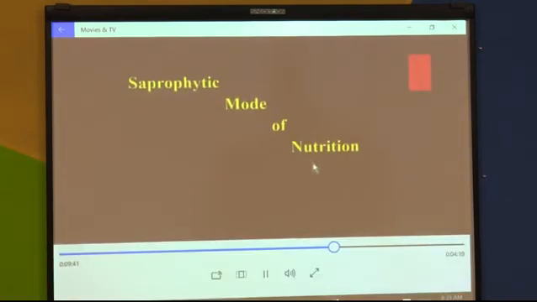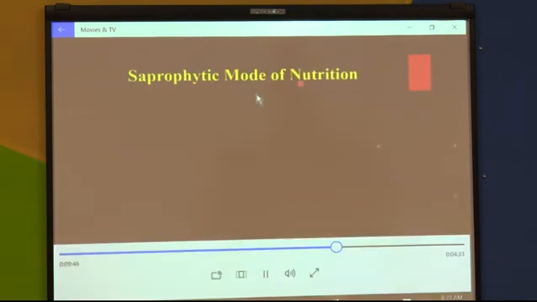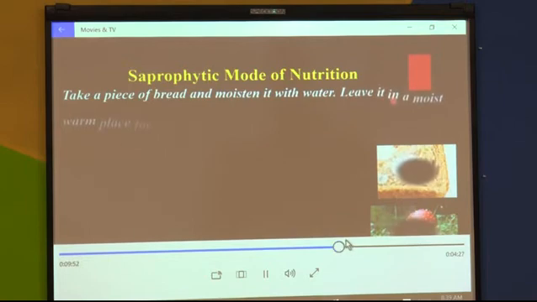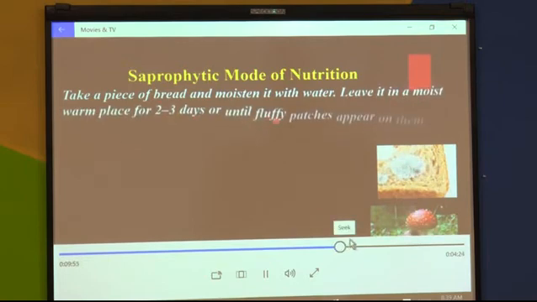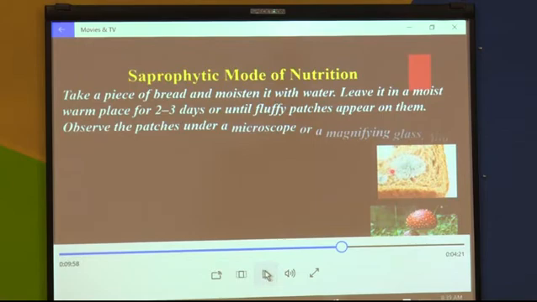Next mode of nutrition is the saprophytic mode of nutrition. See here, there is an activity given in your textbook to study the saprophytic mode of nutrition. What you have to do: take a piece of bread and moisten it with water and leave it in a moist warm place for 2 or 3 days, or until fluffy patches appear on it.